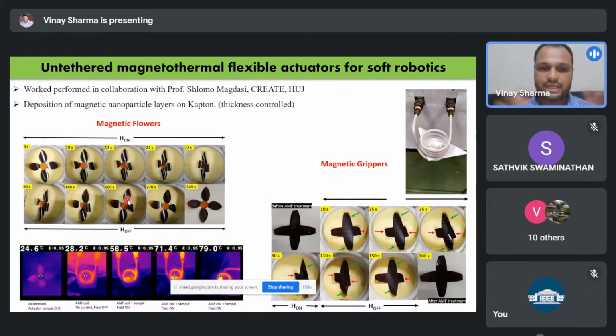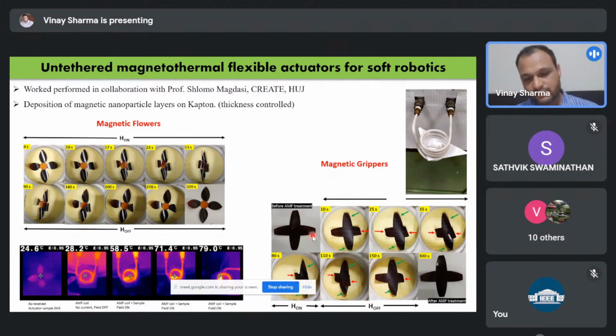That means it can take the shape you want. Now, how will you decide what shape it will be? It depends on the design that you create. For that, we do some kind of simulations to find out what kind of design will be perfect. At the bottom are the IR images showing how the actuation is taking place.